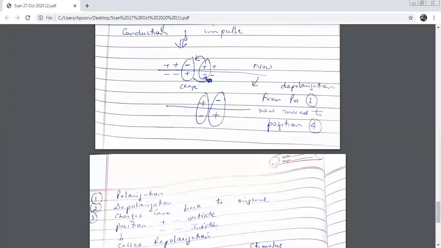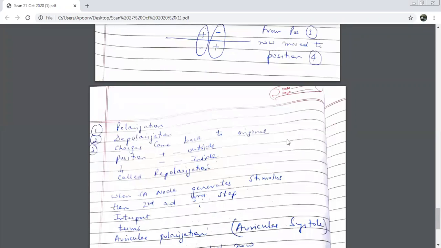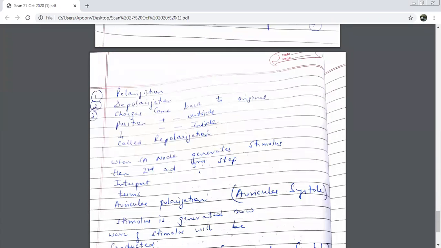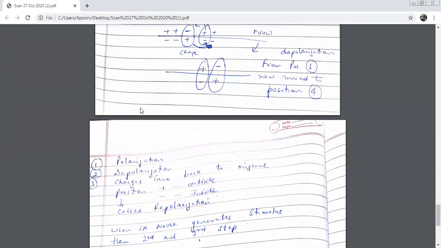So from position three, the impulse has now moved to the fourth position. We had polarization, we had depolarization, and because this one has come back to its original position, positive outside and negative inside, it is polarized again. This has again become what? Polarized, right? So we call this repolarization, because it has come back to the original polarized condition, with positive outside and negative inside.